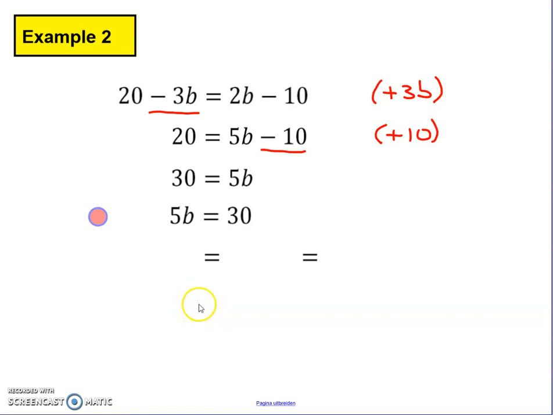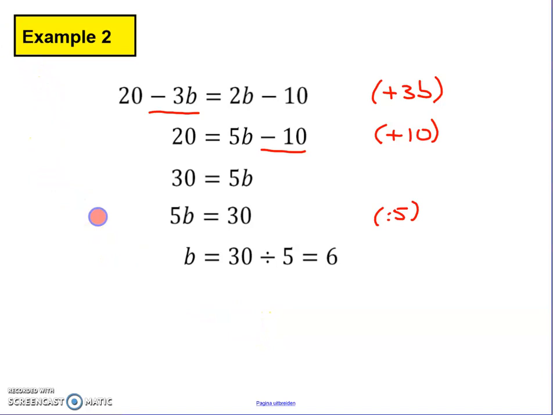Last step, show who you are calculating, and that's b. How do you calculate? Well, this says 5 times b. I need to do the opposite, and 5 times, the opposite is dividing by 5. So that's what I'm going to do, and I will get 30 divided by 5. And my solution, always in the end, that's 6.